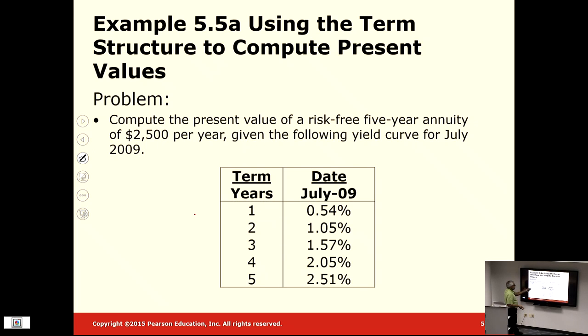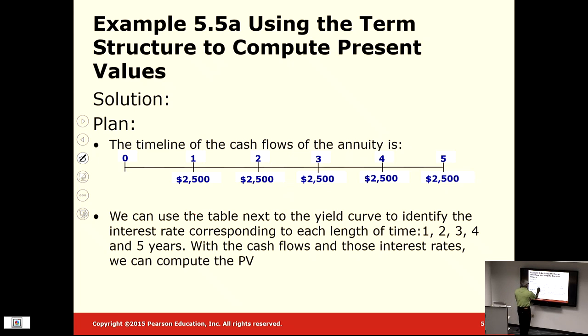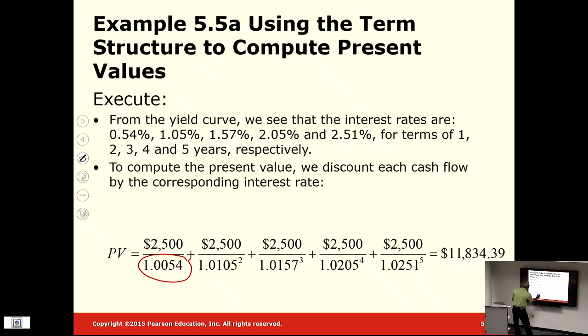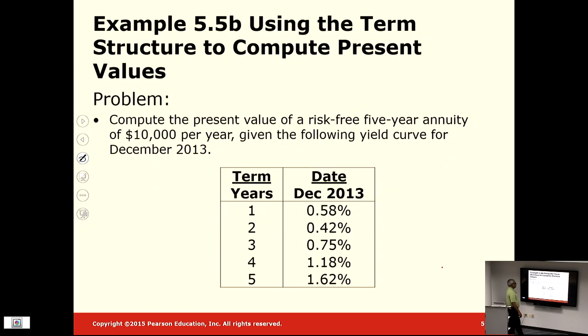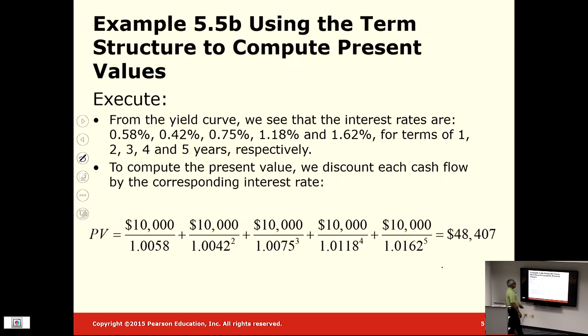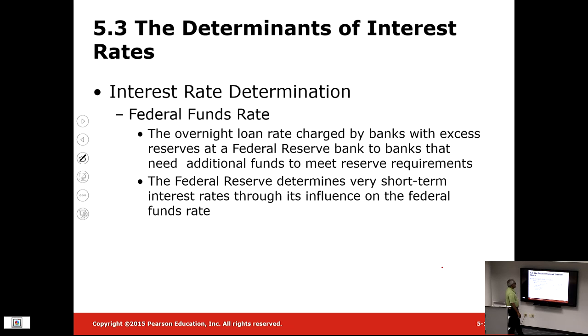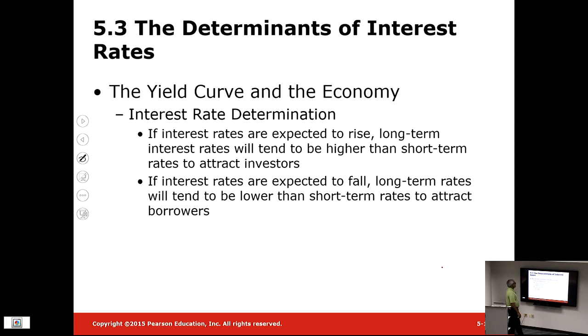So here we have the term structure of interest rates in July 2009. Here is my annuity of $2,500. Cash flows are the same, but interest rates are different. So obviously, I cannot use the annuity formula. I have to individually discount each one of them, and I have to add them up. Similar example over here, you can work them out.